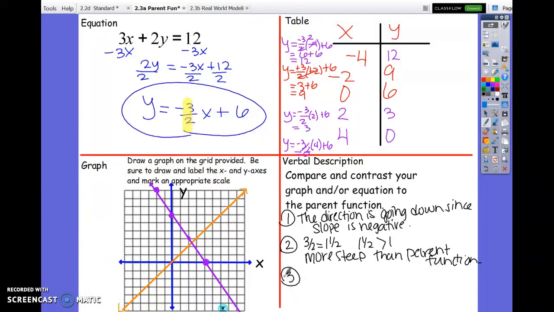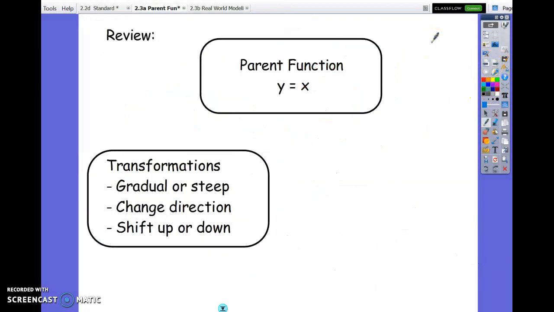So just one more transformation to look at. Number 3, we're talking about that shift on the y-axis. Well, if we're comparing our y-intercepts on our equation, we shifted up 6. We talked about our direction. We talked about how gradual or steep. We talked about that shift or change on the y-axis. So we are done. So remember your parent function is y equals x, and then those 3 transformations that you need to know: how gradual or steep it is compared to the parent function, the change in direction, so increasing or decreasing, and then that shift on the y-axis.